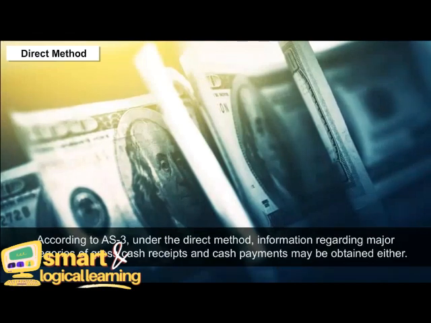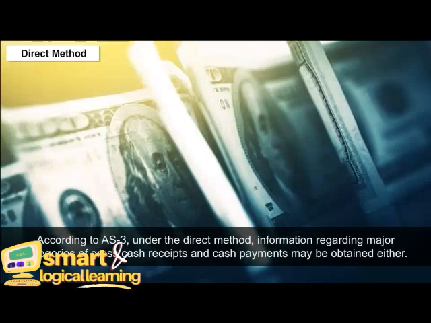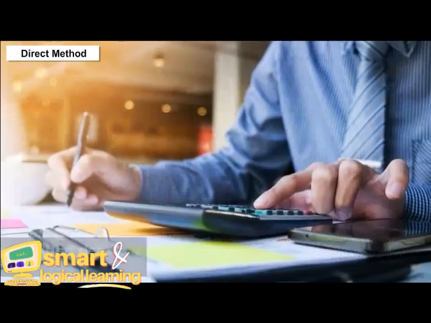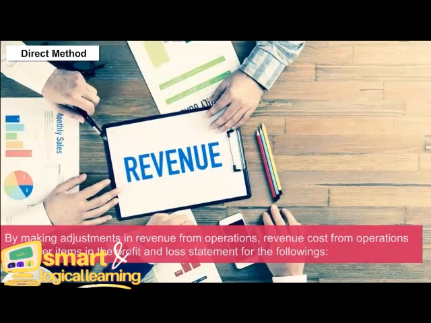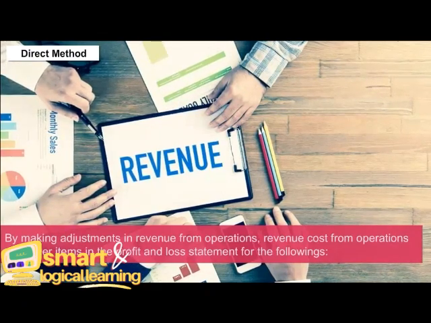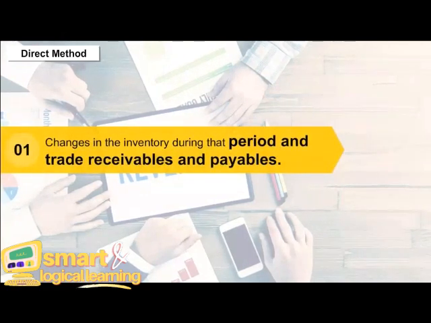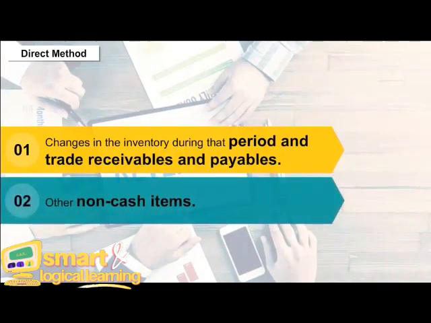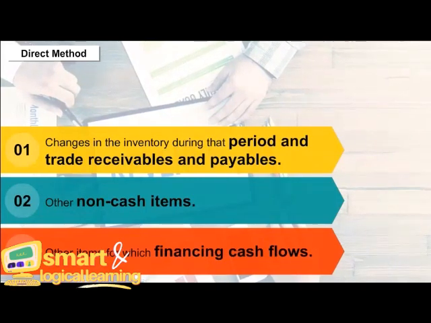According to AS3, under the direct method, information regarding major categories of gross cash receipts and cash payments may be obtained either from the accounting details of the organization, or by making adjustments in revenue from operations, cost of revenue from operations, and other items in the profit and loss statement for the following. 1. Changes in the inventory during that period and trade receivables and payables. 2. Other non-cash items. 3. Other items for which the cash flows are investing or financing.